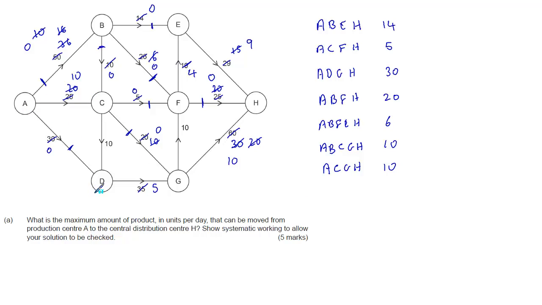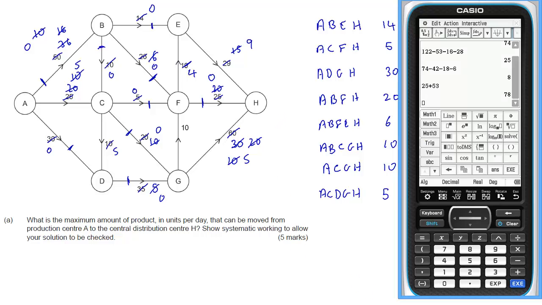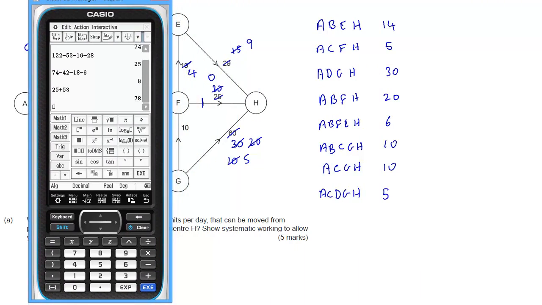A, C, D, G, H. We can still get 5 more along there. So that would become 0, block it off. And that was 5 that we got through there. So there's no more routes to get across to here. And so the total of all of those should be the total that we can get across the diagram.